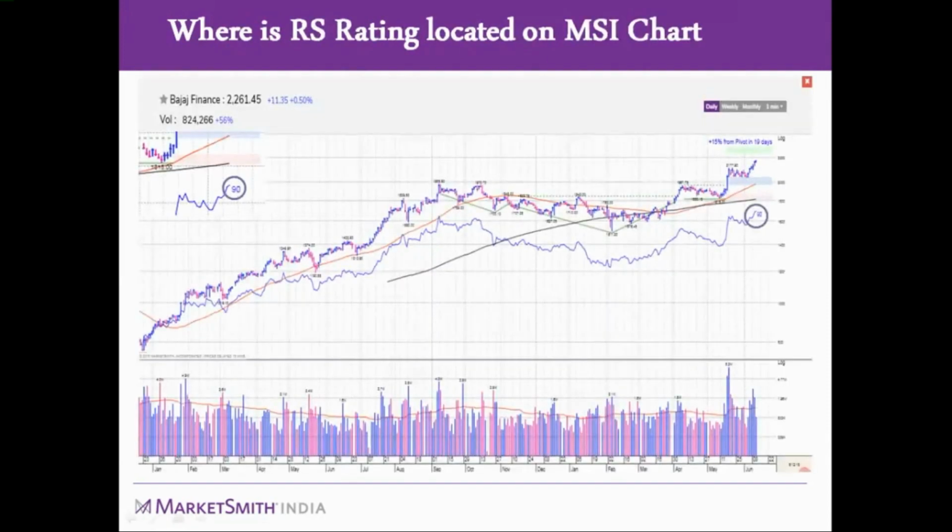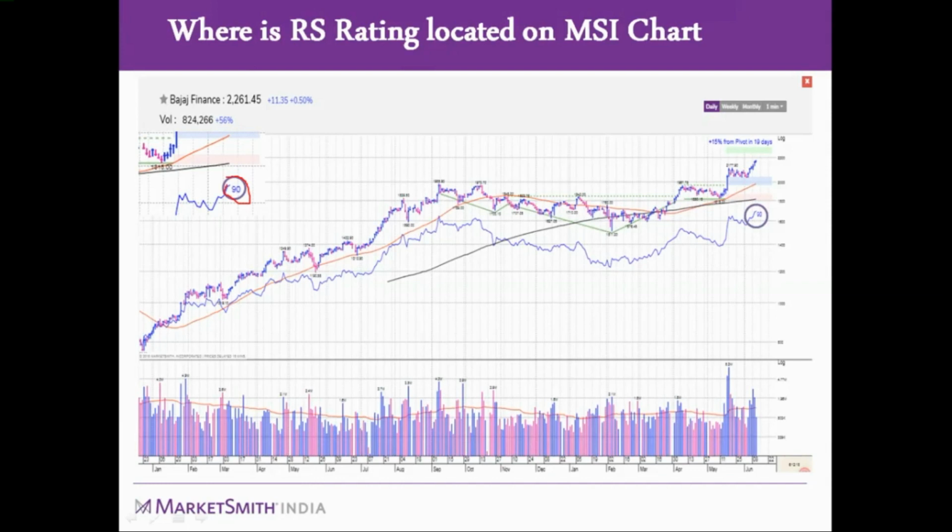Now, where is the relative strength rating located on a MarketSmith India chart? Most of you must be aware of this, but I thought that for new users, I'll just quickly show. You can see just underneath the most recent price bar, there is a small number close to the blue line. So that's the relative strength rating. I have marked it over here. There's a zoomed in chart as well.